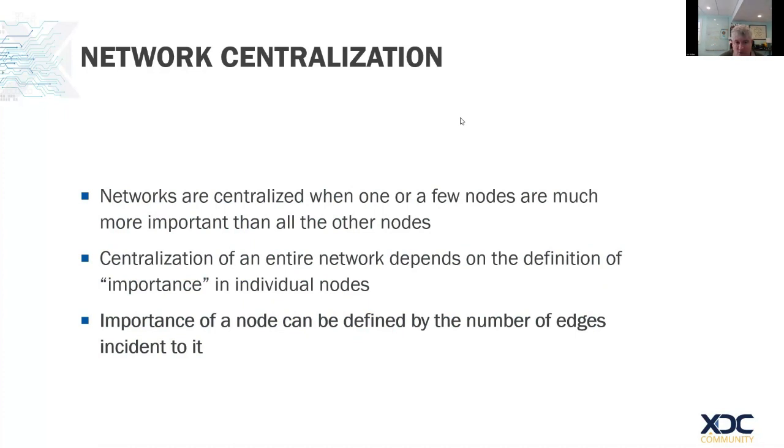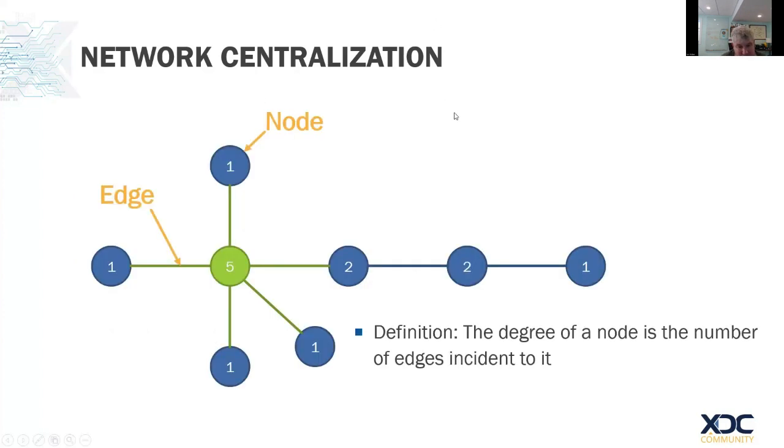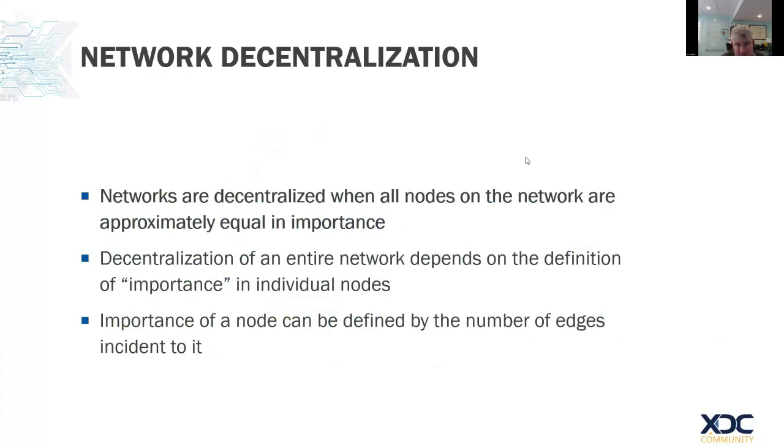And we can use that definition to talk about what it means to be important, right? So we can say that a network is centralized when one or a few nodes are much more important than all the other nodes. Centralization of an entire network depends on the definition of importance in individual nodes, and the importance of a node can be defined by the number of edges incident to it. Using that definition, we can see that node 5 is much more important than the other nodes on this network. And using that metric, we can say that this network is centralized. A good way to think about it is that this one node with so many edges can become a point of failure for the entire network. And that's going to be important as we start to dive into blockchain.